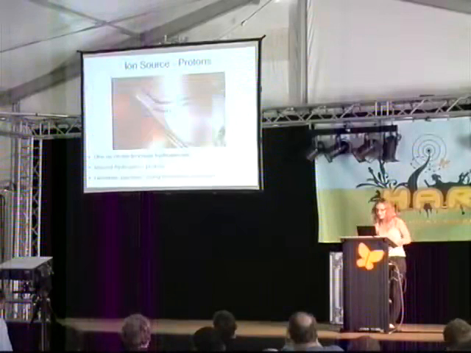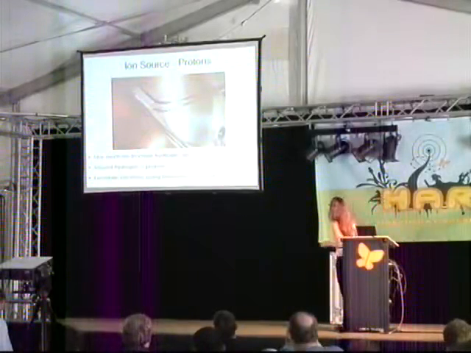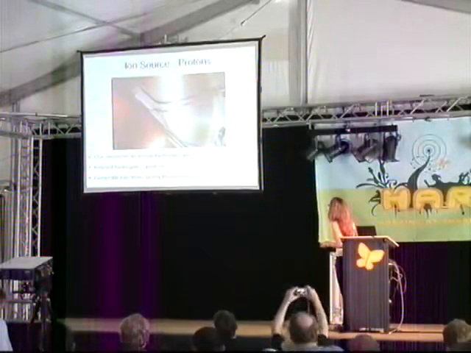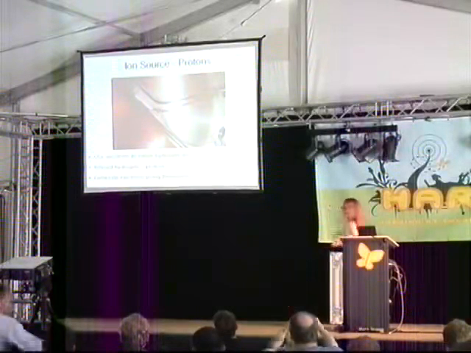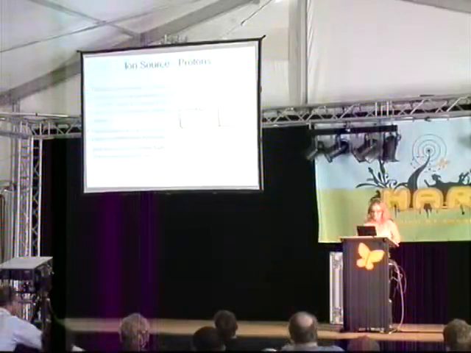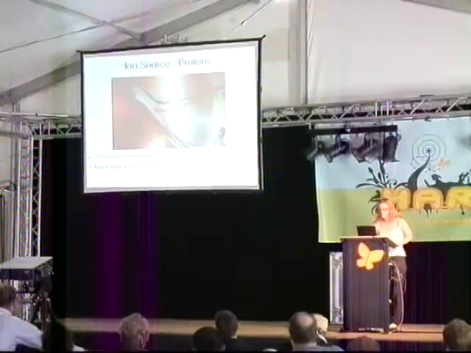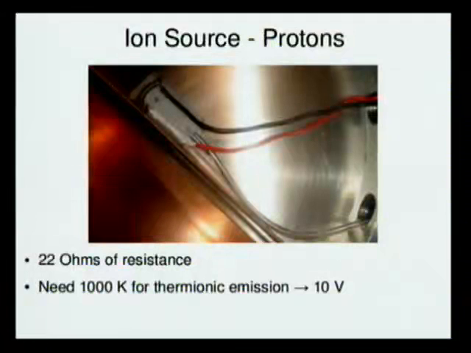And just to go back to this slide, this is the coiled up neodymium filament there, and then the electrodes for that, and the hydrogen stream. Now, right, and this just shows you need about 10 volts to get the 1,000 Kelvin for the thermionic emission, because that coil of wire has just 22 ohms of resistance.